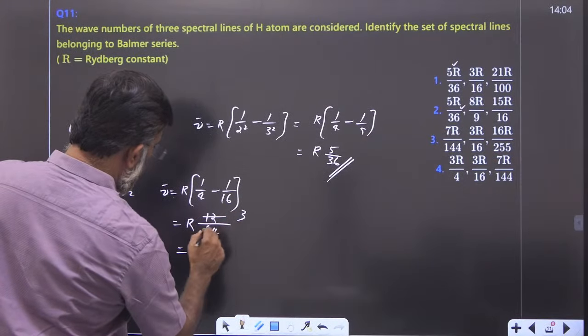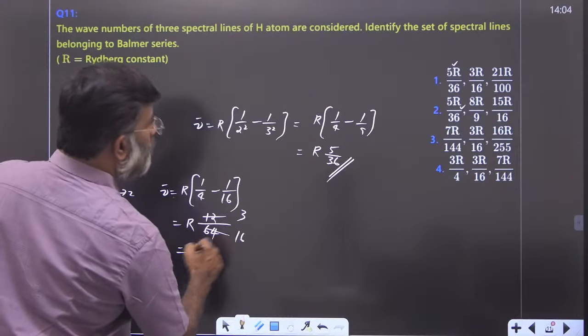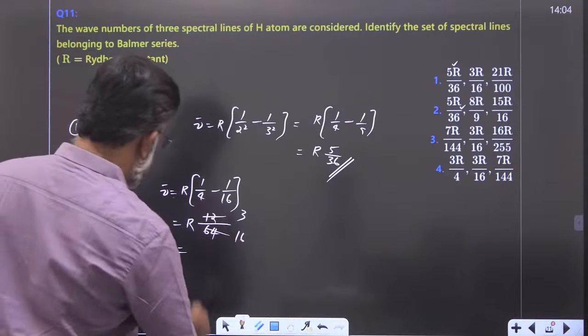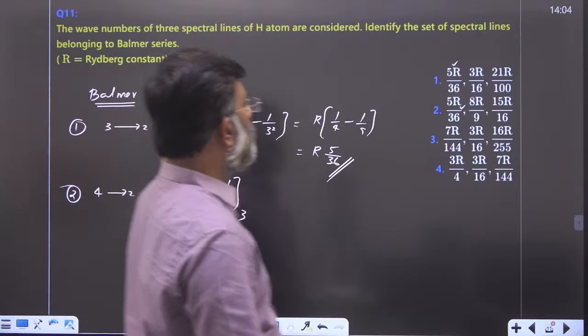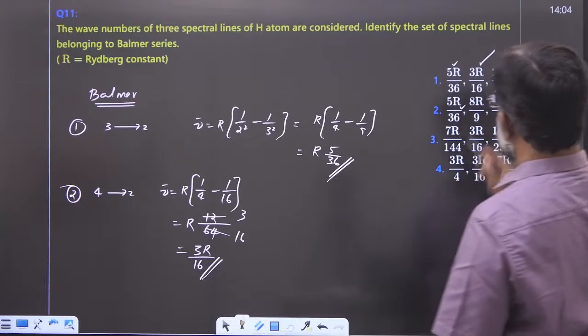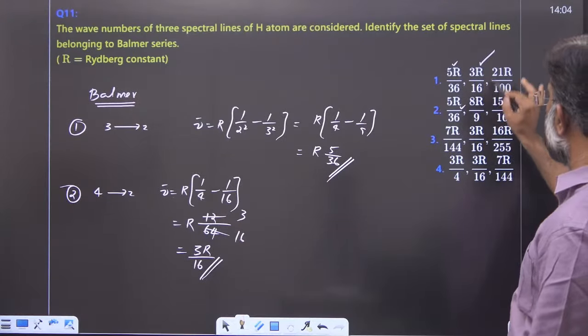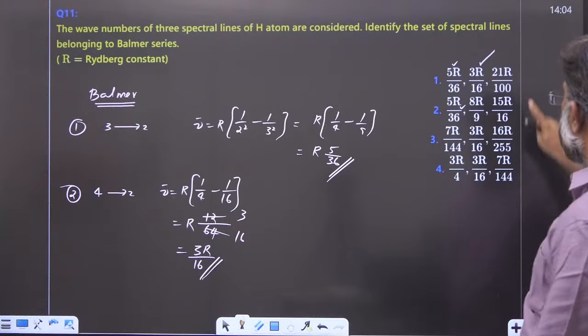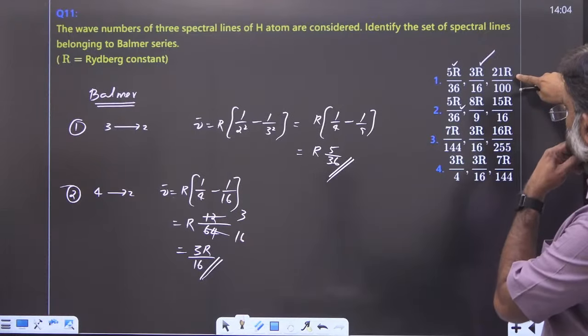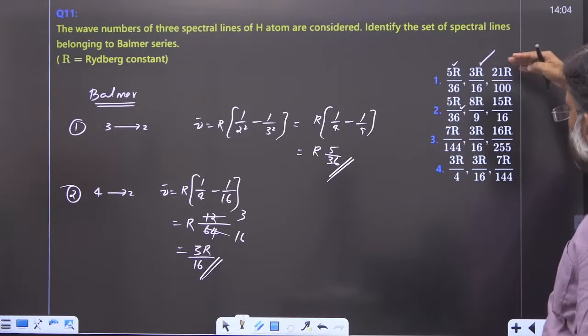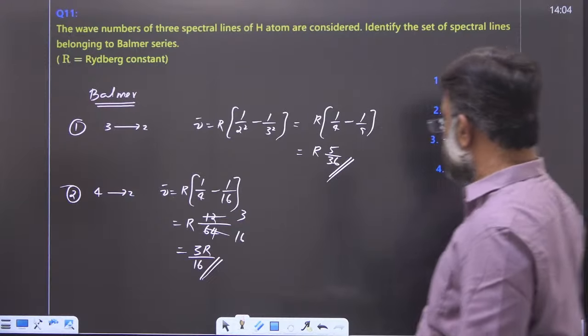ഇത് 3, ഇത് 16. അപ്പൊ അതുണ്ട് കേട്ടോ. അതുണ്ട് അവിടെ. 3R by 16. ഇതെവിടെയുണ്ട്? 3R by 16 ഇവിടെയുണ്ട്. അപ്പോൾ ഇത് ഫസ്റ്റ് ലൈൻ ആണെങ്കിൽ ഇത് സെക്കൻഡ് ലൈൻ പെർഫെക്റ്റ് ആണ്. ഒരെണ്ണം കൂടെ ശരിയായാൽ ഇത് എടുക്കാവുന്നതാണ്. അല്ലെങ്കിൽ നമുക്ക് ബാക്കി ഏതെങ്കിലുമൊക്കെ ചെക്ക് ചെയ്യേണ്ടതായിട്ട് വരും.